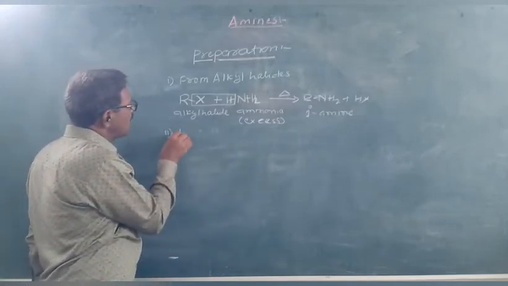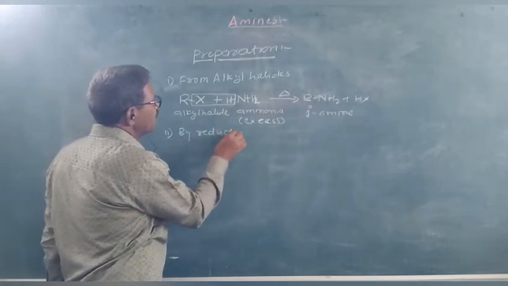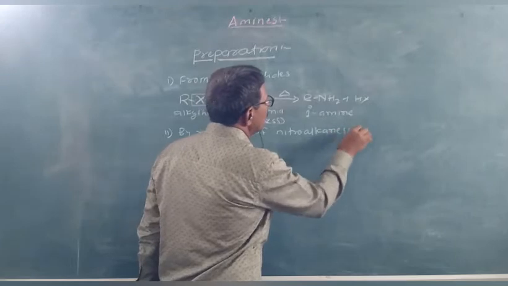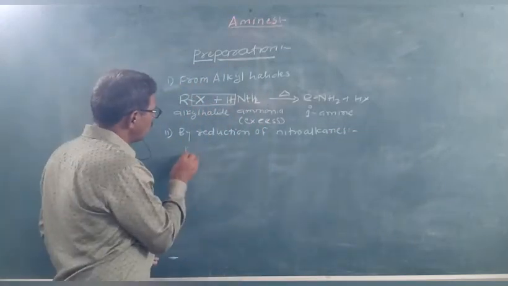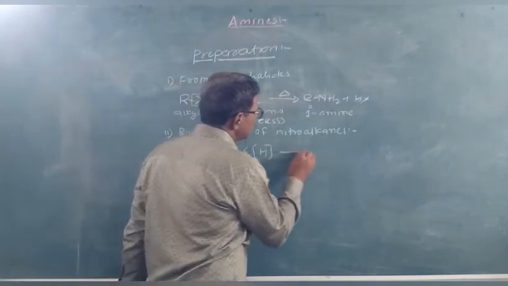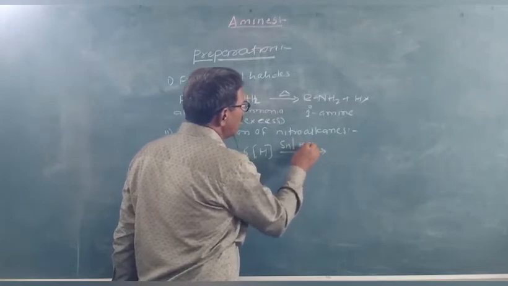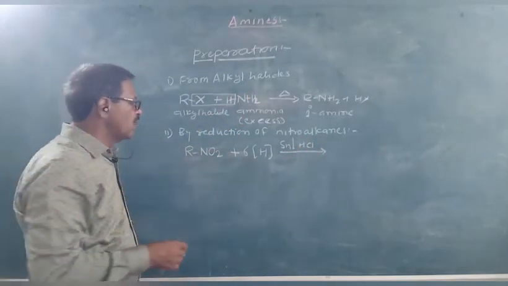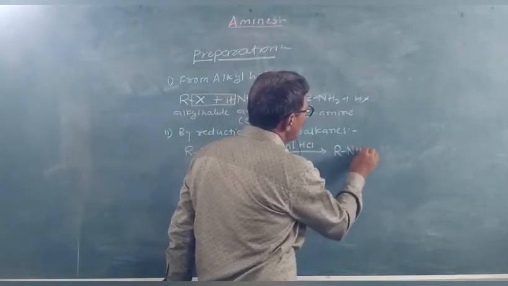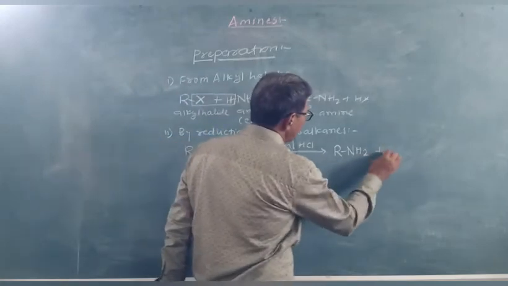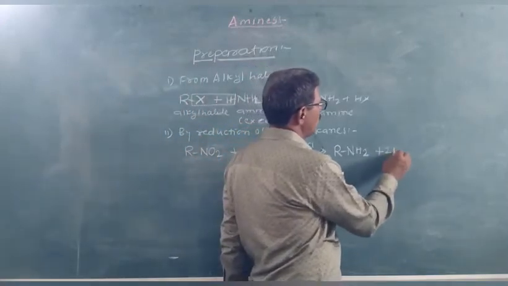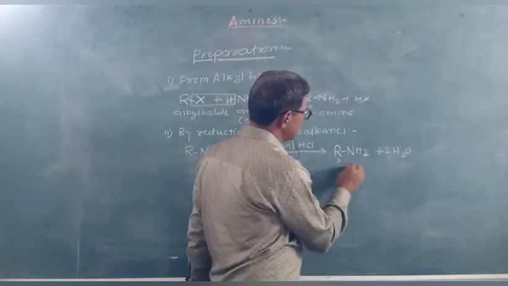by reduction of nitroalkanes. The formula of nitroalkanes is RNO2, where nitroalkanes are reduced by using Sn and HCl, which is a reducing agent. Here 6 hydrogen atoms will be required. Out of these 6 nascent hydrogen atoms, the 2 oxygen atoms are replaced by 2 hydrogen atoms, and we get RNH2, plus the 2 oxygen atoms given out combine with 4 hydrogen atoms to form 2H2O. Again, it is a primary amine.